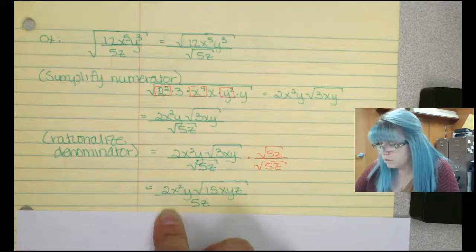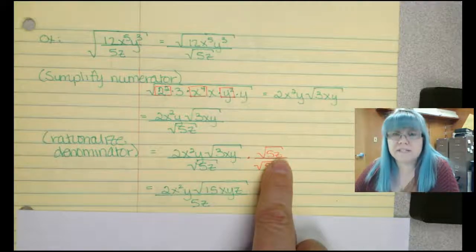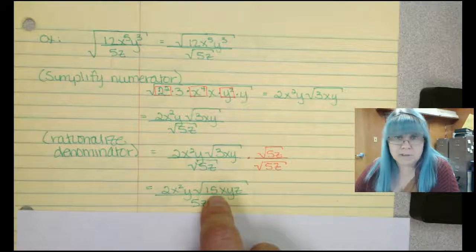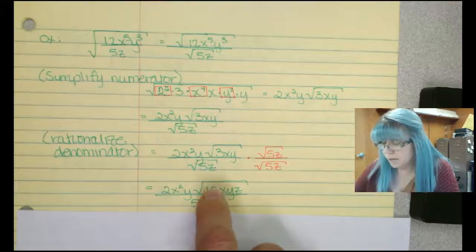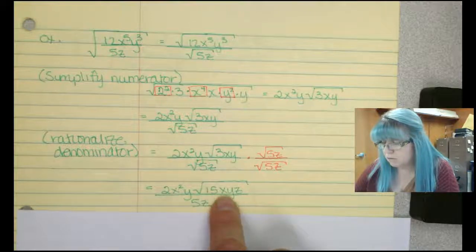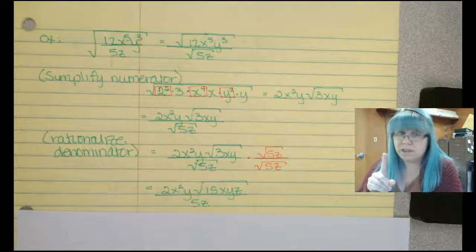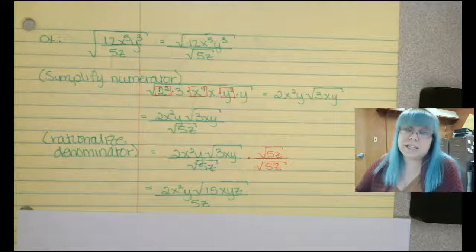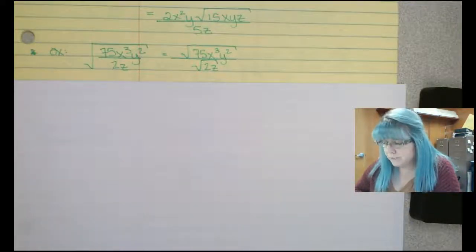Right? I do want to check: did multiplying by the square root of 5z cause the numerator to not be simplified? And in this case, it didn't. 3 and 5 are both prime, so I can't break down that 15, and all of the powers on x, y, z are all 1, so I'm good there. But you always do want to go back and look to see, do I need to simplify the numerator one more time? Let's work through another example here.